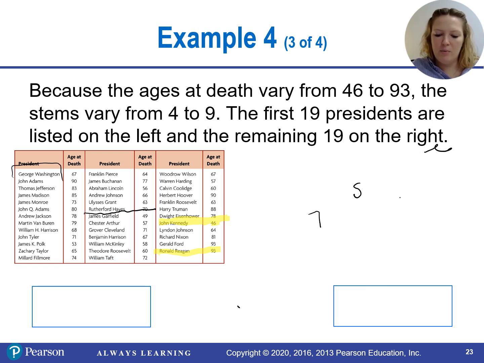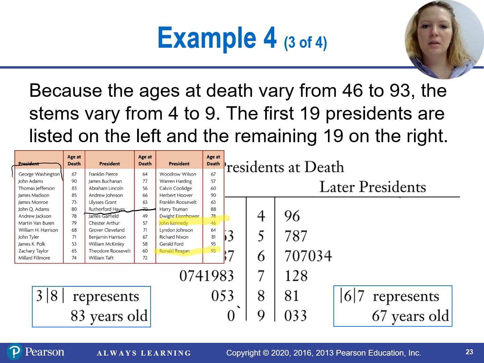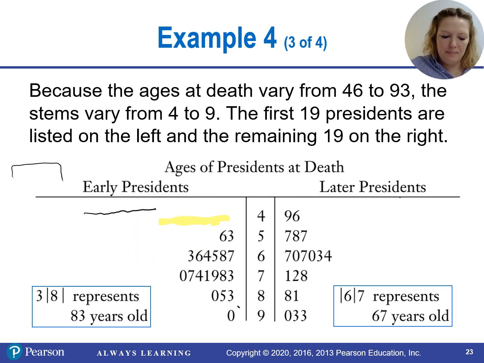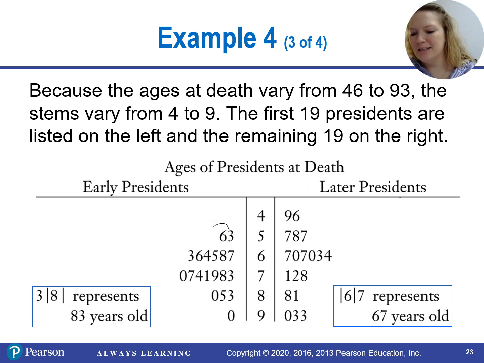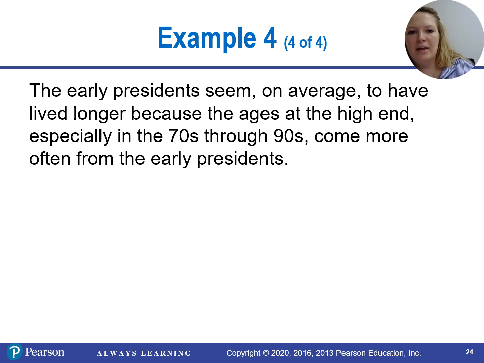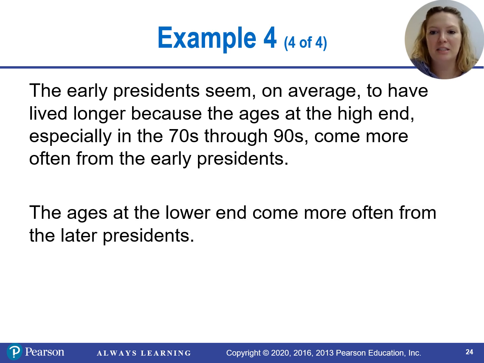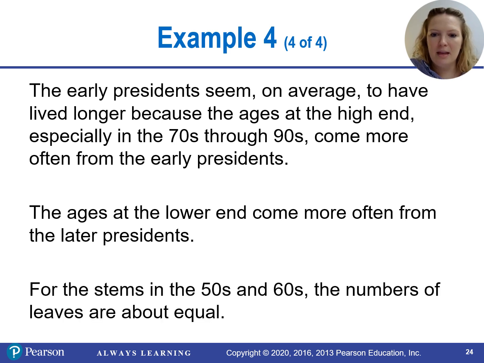So if we look at what this two-sided stem and leaf plot would look like, we can see that actually, surprisingly, the earlier presidents seem to be living a bit longer than the later presidents did. They had these ages on the higher end at death in about 70s, 90s, and those are coming from some of the earlier presidents, and some of the ages on the lower end are from the later presidents. And if we looked back at the 50s and 60s, they're roughly equal.